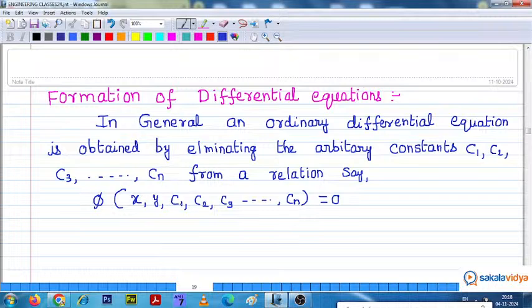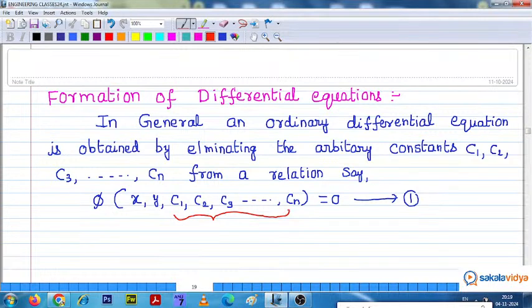ordinary differential equation. But the important thing here is how to eliminate the arbitrary constants. If we are able to eliminate the arbitrary constants, we get an eliminant. That eliminant is known as the differential equation. So that is an ordinary differential equation. For example, let us say this is equation 1. So how to eliminate these n arbitrary constants? We need to differentiate it.